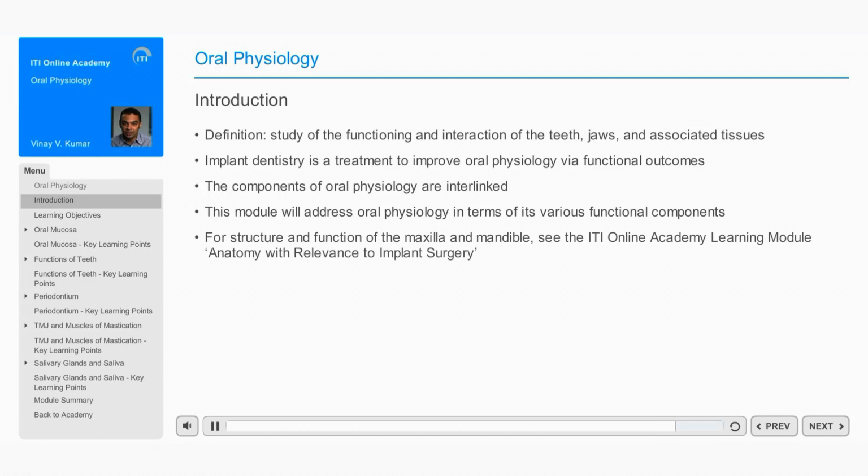The structure and function of the maxilla and mandible are covered in depth in the ITI Online Academy Learning Module, Anatomy with Relevance to Implant Surgery.